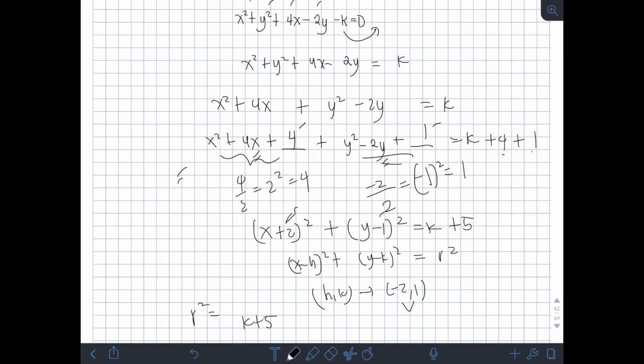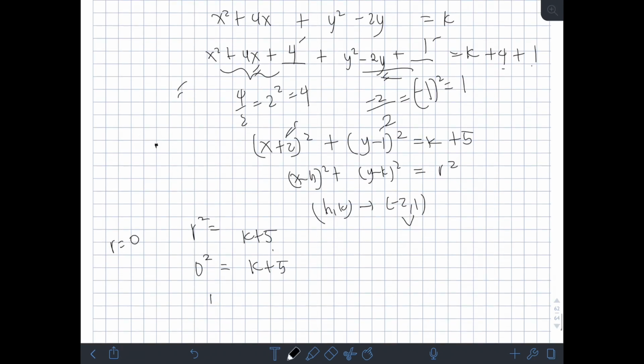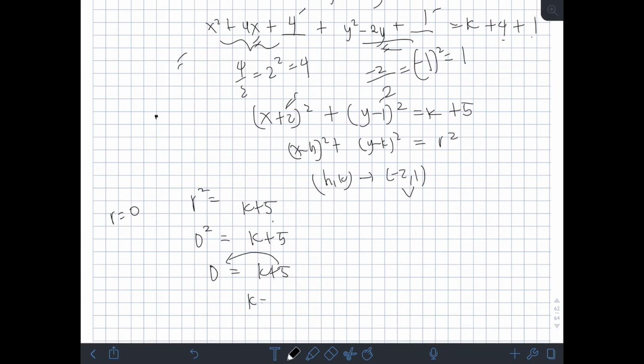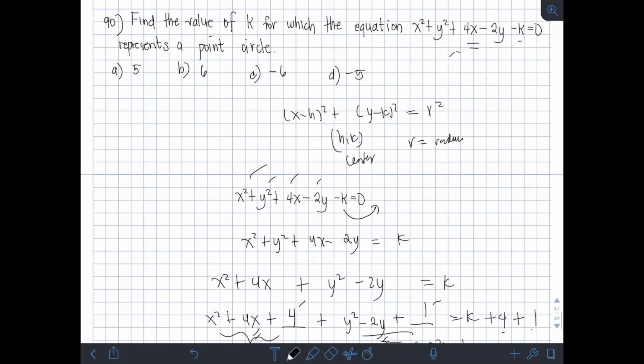so, para maging point circle lang tayo, ibig sabihin wala tayong radius kasi point lang siya, right? Dapat, itong k plus 5, equate natin sa r natin dapat is 0 para wala tayong length ng radius kasi point lang siya. So, 0 square is equal to k plus 5. So, therefore, 0 is equal to k plus 5 or solving for k is equal to negative 5. Okay? So, therefore, the value of k that will make the circle a point circle is negative 5. So, letter D.